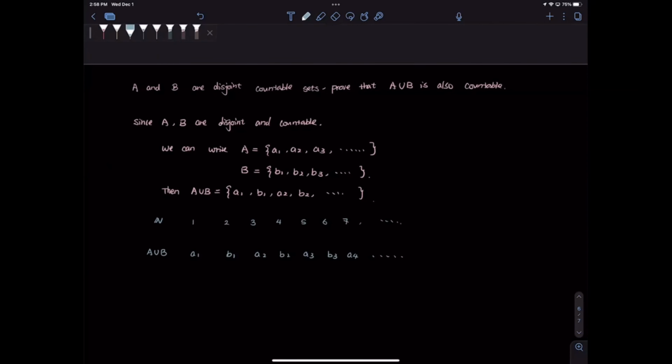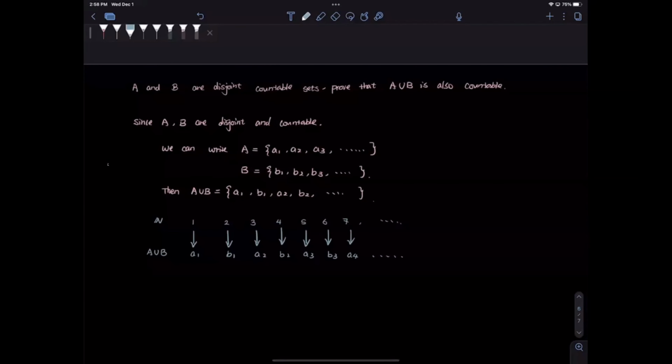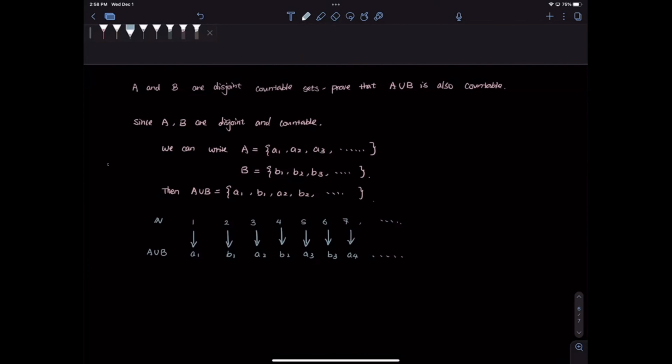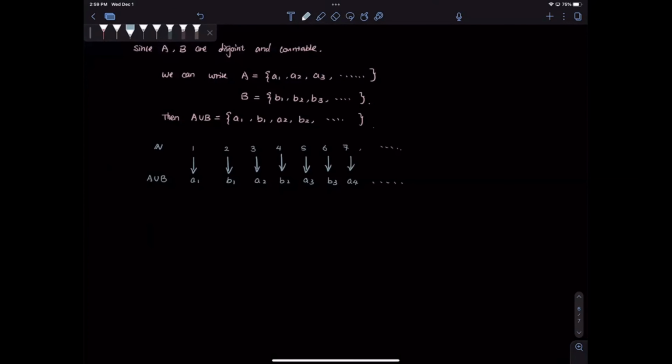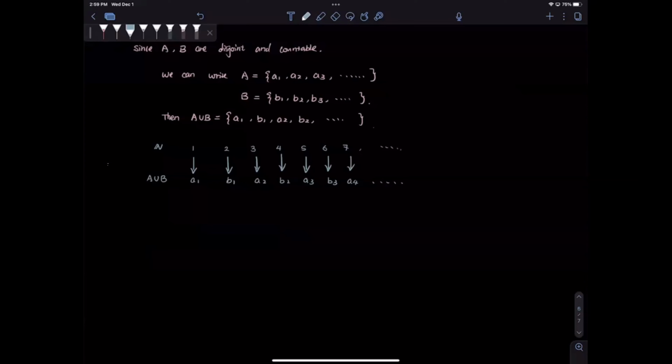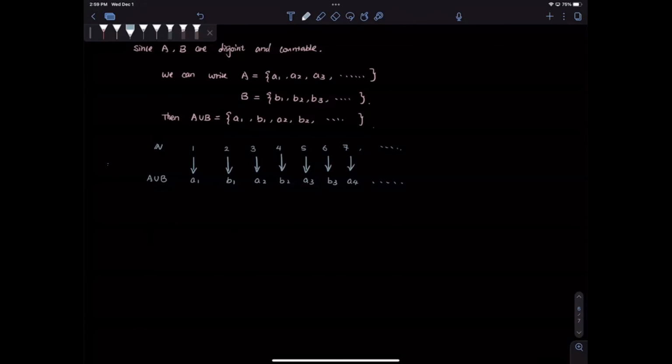Okay, and now we want to map 1 to A1, 2 to B1, 3 to A2, 4 to B2, 5 to A3, 6 to B3, 7 to A4, and so on. So this is a function I have, but I want to use the arrow diagram, and an arrow diagram is not a formal proof. So we want to come up with a formal proof, right?